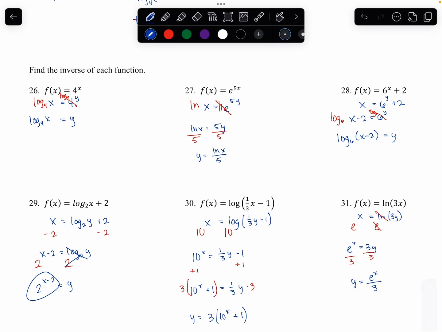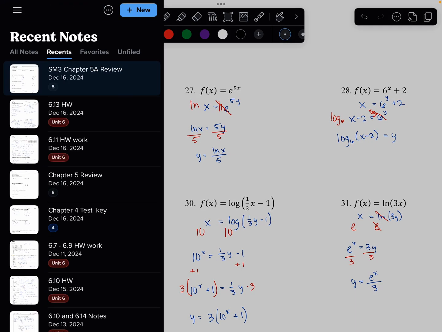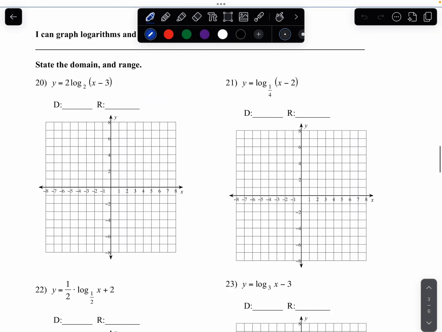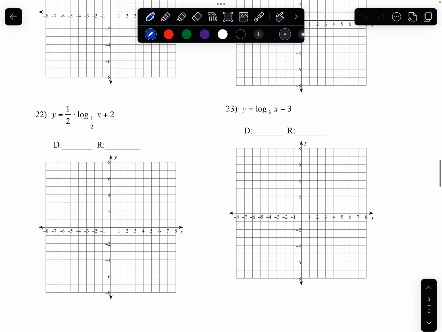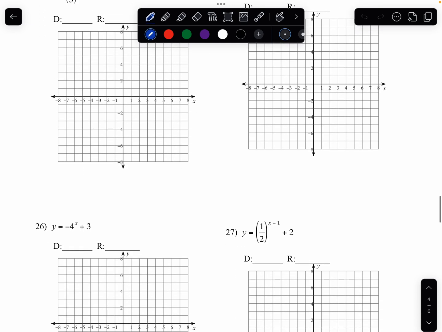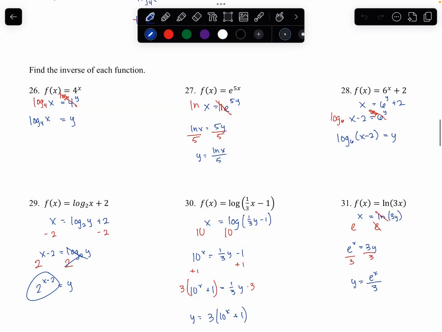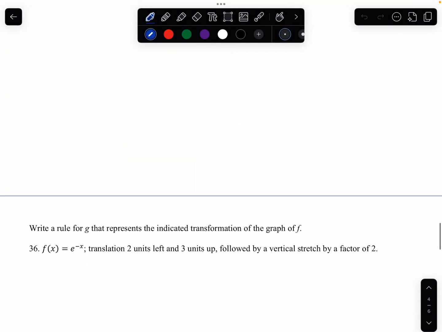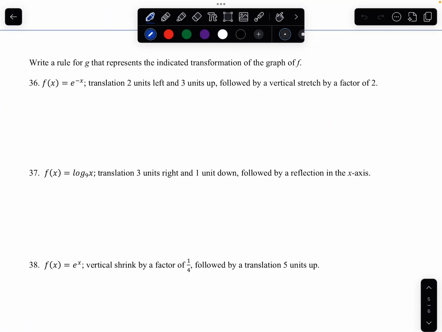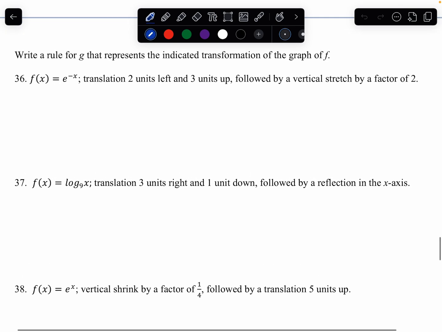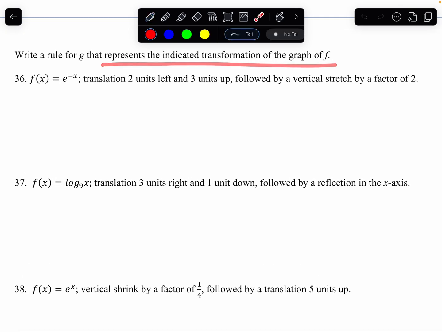Okay, now as far as the graphing part goes, on the graphing part you have 4 log questions and you have 4 exponentials. On the test, oh wait a minute, before we get to those ones, we actually have these questions right here. So write a rule, so let's go through some of these. Okay, so write a rule that represents the indicated transformations.